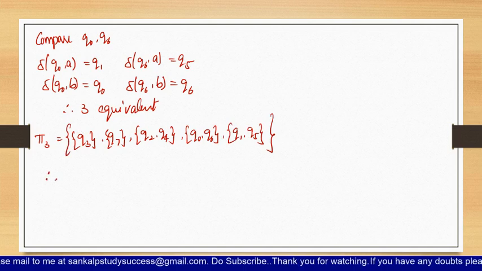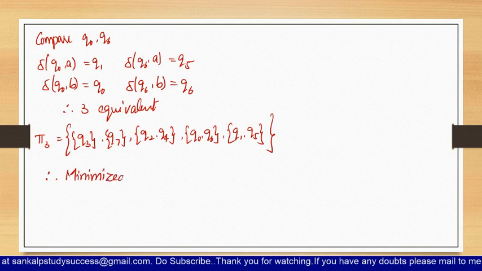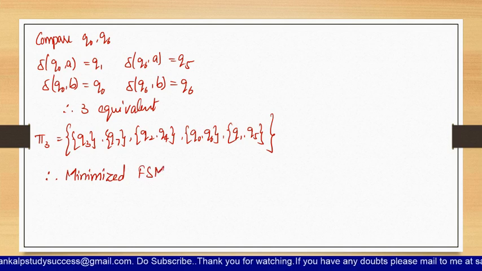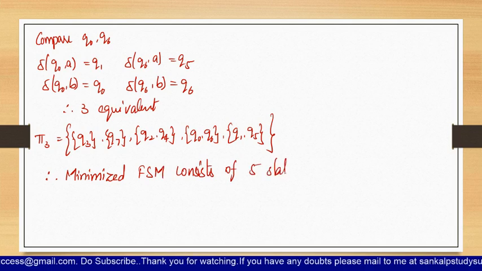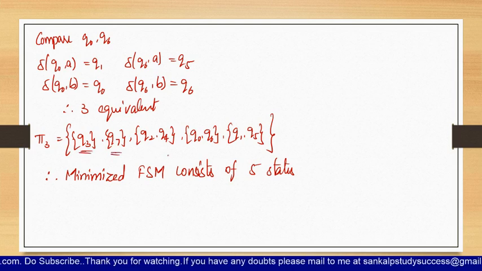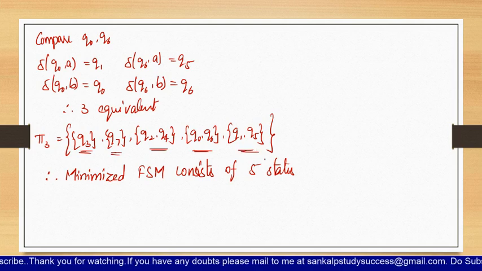So therefore the minimized finite state machine consists of 5 states. So this minimized finite state machine consists of 5 states, where q3 is one state, q7, 2 and 4, 0 and 6, 1 and 5. These are the 5 states which you will have in a minimized finite state machine.